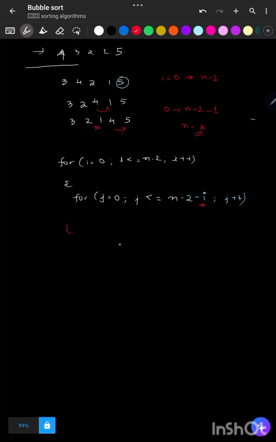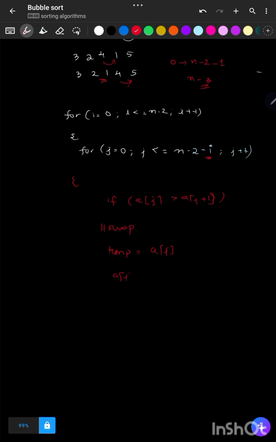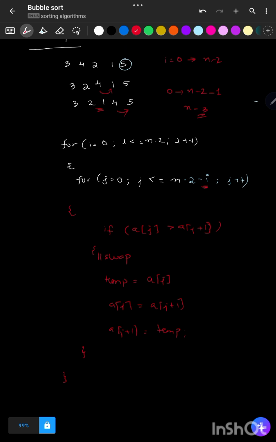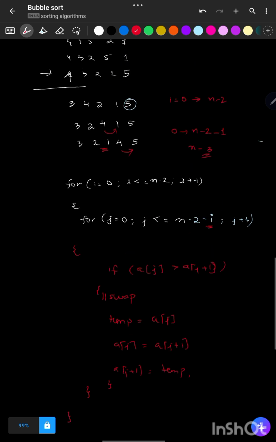And here this is the normal code that we write. So this is the comparison code: if a of j is greater than a of j plus 1, then we swap. What is swap? Swap is: take a temporary variable, temp is equal to a of j, a of j is equal to a of j plus 1, a of j plus 1 is equal to temp. Yep, that's it. And this is the curly braces.